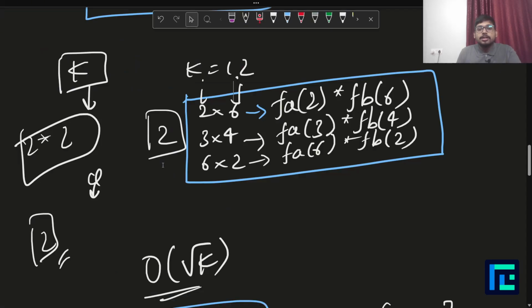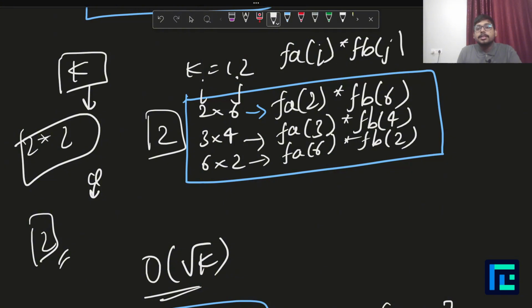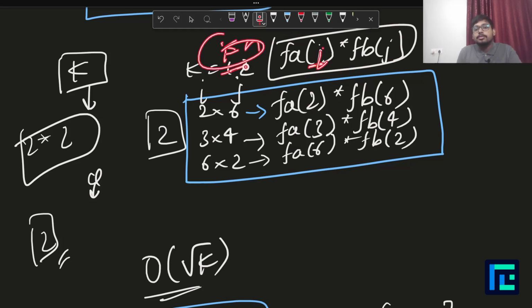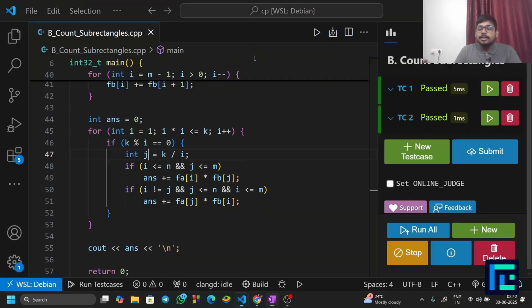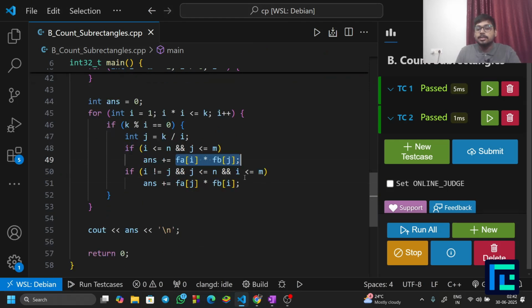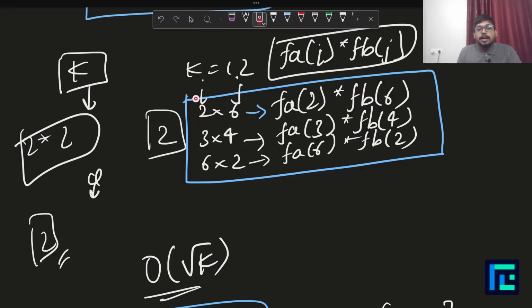Now what we need to add to our answer is FA of I into FB of J. But first of all we'll have to check whether this I is less than or equal to n or not. If this I is already greater than n, then it would be 0 only. So if I is less than or equal to n and J is less than or equal to m, then only we'll add FA of I into FB of J. Otherwise this would exceed our index range, and the value would be 0 otherwise. And this is for when 2 was a factor and 6 the other factor.